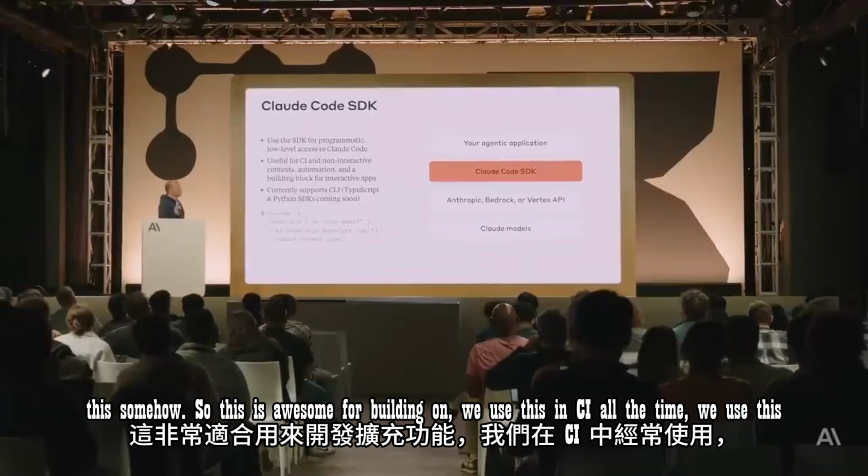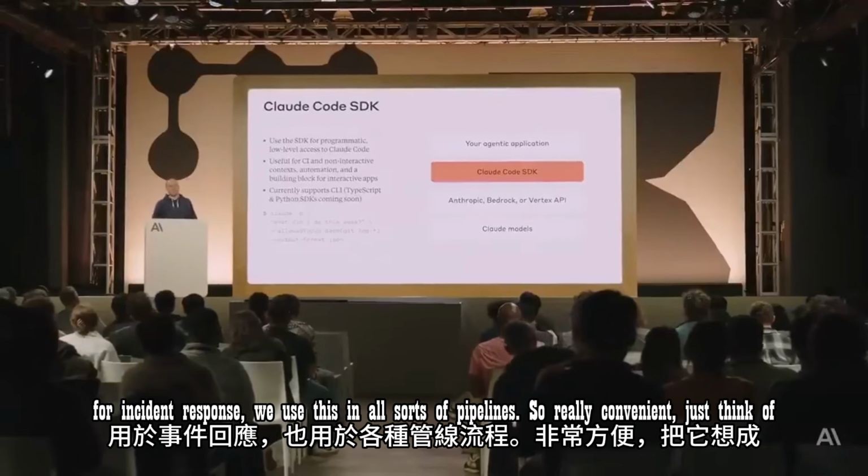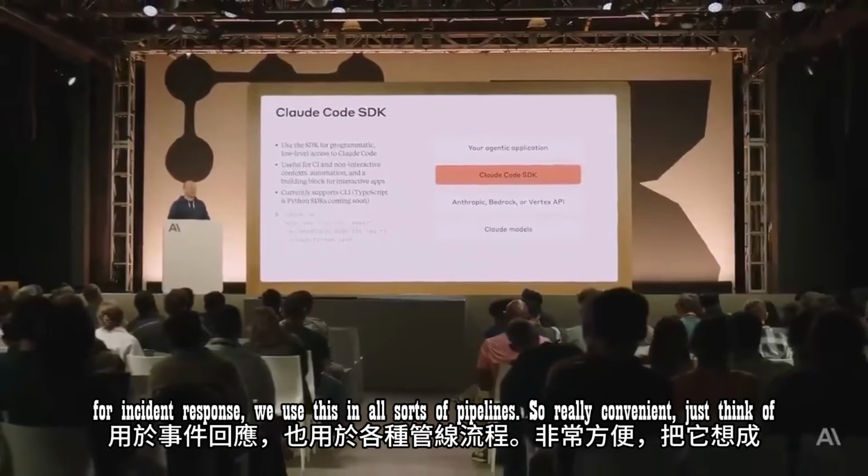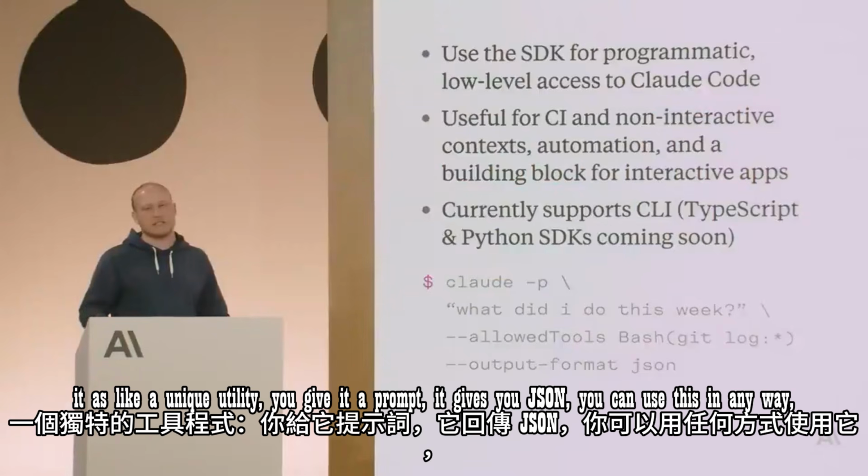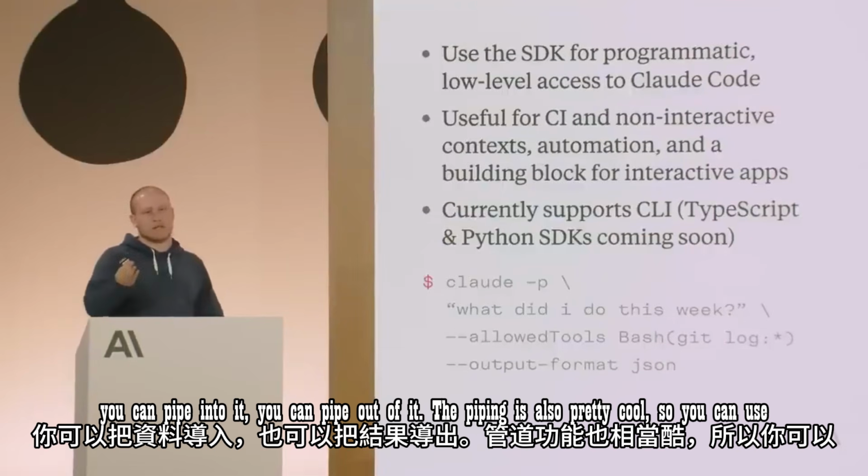So this is awesome for building on. We use this in CI all the time. We use this for incident response. We use this in all sorts of pipelines. So really convenient. Just think of it as like a Unix utility. You give it a prompt, it gives you JSON. You can use this in any way. You can pipe into it, you can pipe out of it.